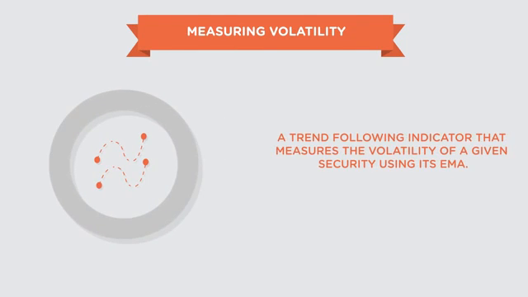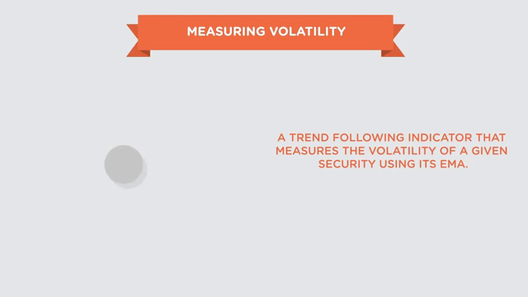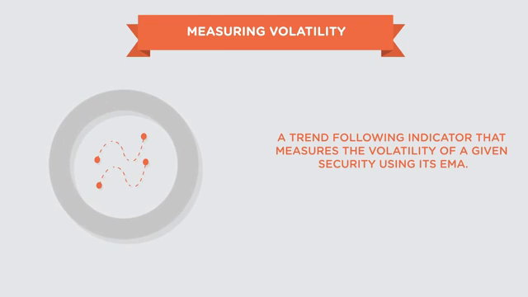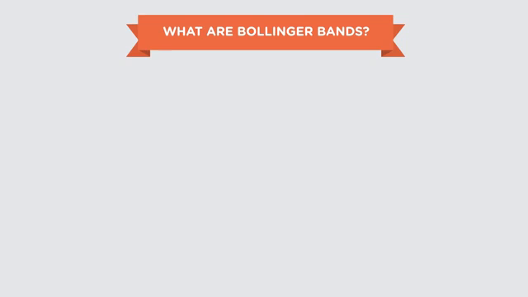John Bollinger developed the indicator in about the 1980s. It's a trend-following indicator that measures the volatility of a security using the EMA and its standard deviations. I know that sounds confusing. In normal English, the Bollinger Bands basically are a great way to see market volatility and are overlaid straight over price. So what are Bollinger Bands?